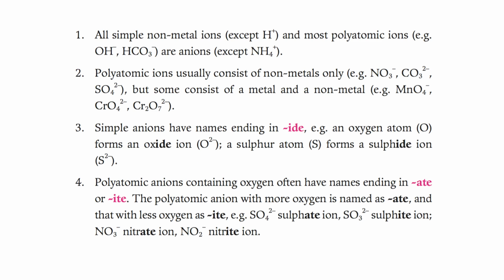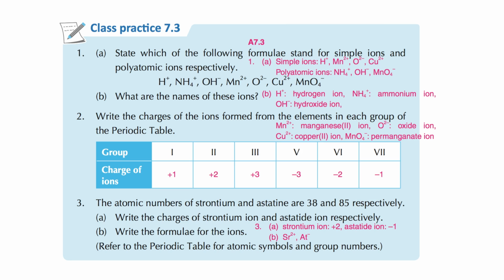So these are the things that are listed in your textbook. Actually, I've already covered that. You can have a look at that in your textbook on your own. So class practice. Part A, state which of the following formulas stand for simple ion, polyatomic ion. Simple ion, I just use orange to highlight.